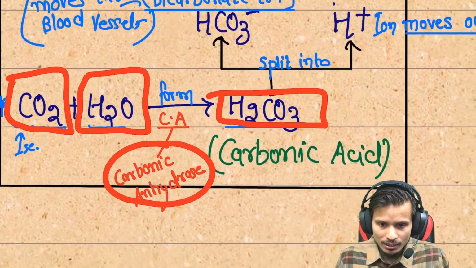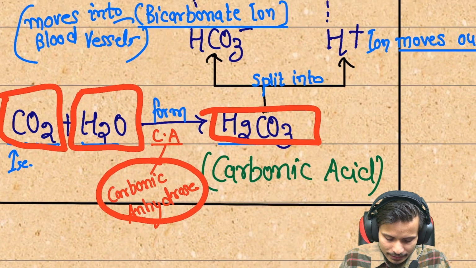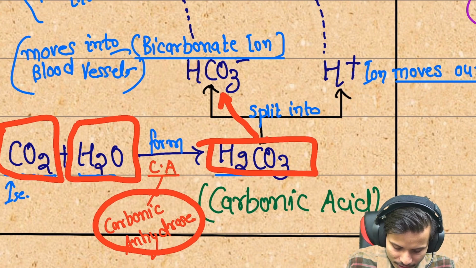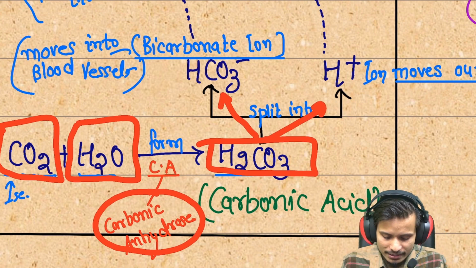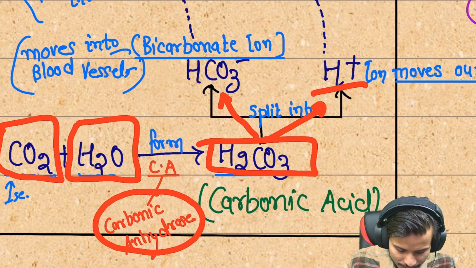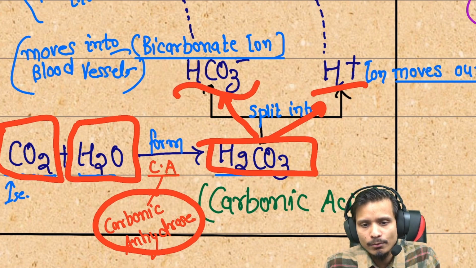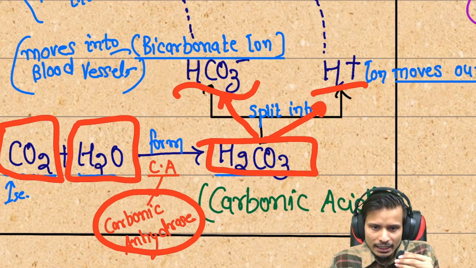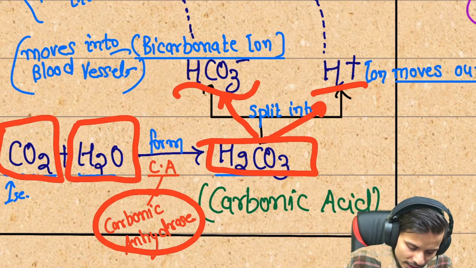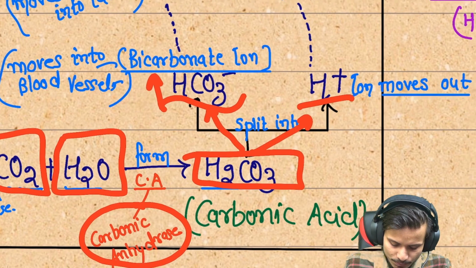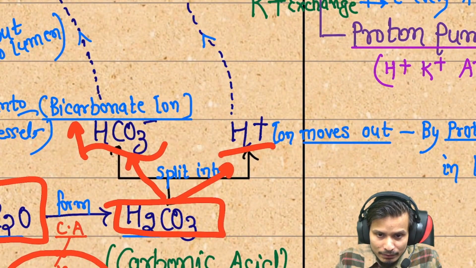They are going to form what? Carbonic acid. And after some time, this carbonic acid is going to split into two structures, that is H plus ion and HCO3 minus. HCO3 minus is also called the bicarbonate ion, and this bicarbonate ion is going somewhere after some time. Leave it for now. We are going to see H plus. What is going to happen with H plus?